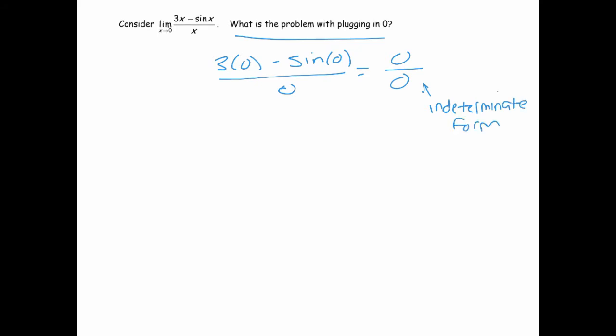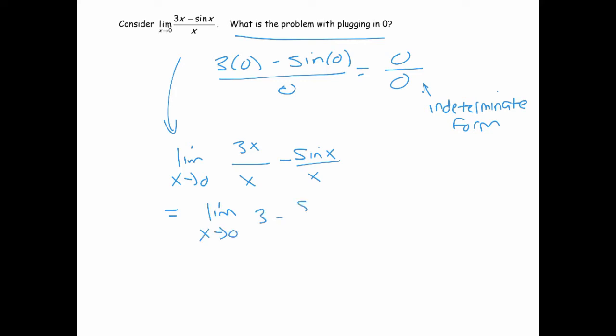Now that doesn't mean that this limit has no answer or that the limit doesn't exist. It means we need to do more work. So incidentally, in this case, we could use algebra. I could write this as 3x over x minus sine of x over x, which is equal to 3 minus sine of x over x.